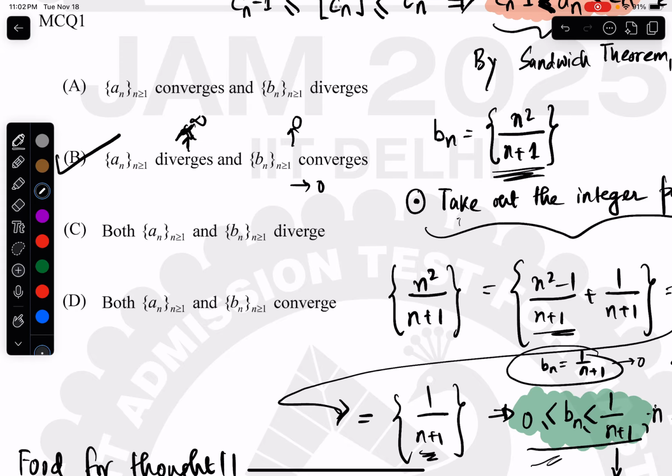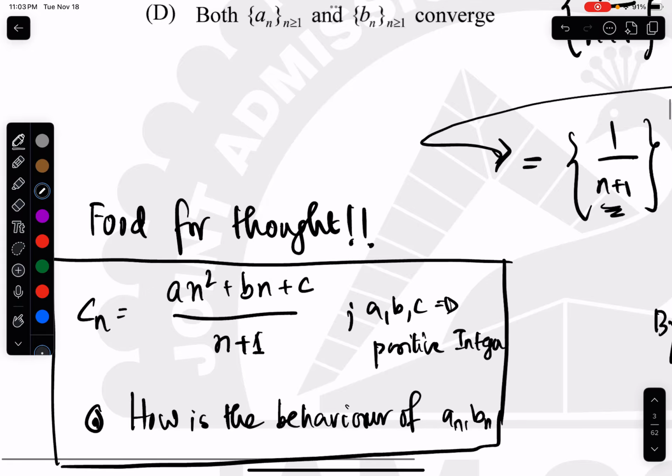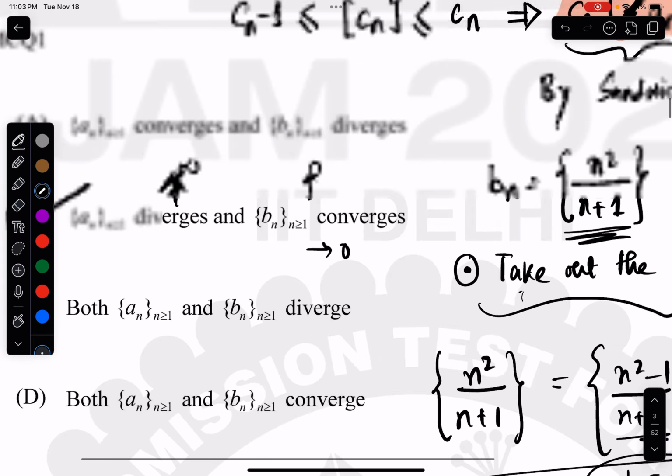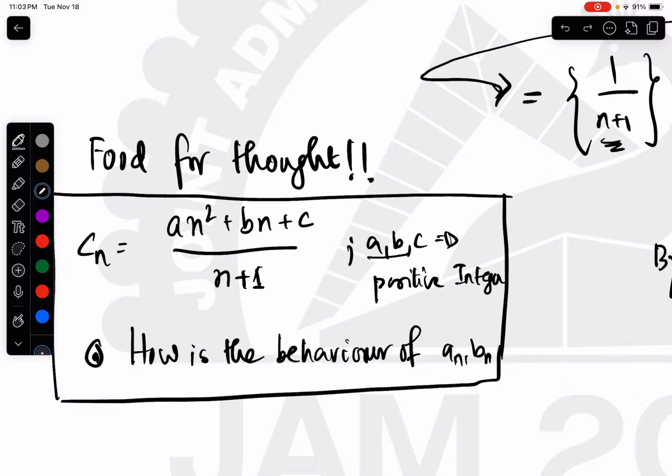Now a food for thought question for you: if c_n was, instead of n squared, a general quadratic a n squared plus b n plus c, where a, b, c are positive integers, then what will be the solution? Whether it will converge or diverge, for what a, b and c it will converge, what is the behavior of a_n and b_n for this general a, b, c, and if b_n converges here also, then for which values of a, b and c it will converge. So try to solve this problem.